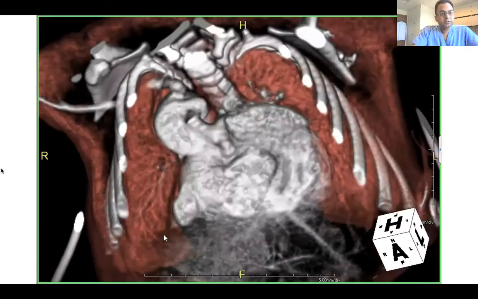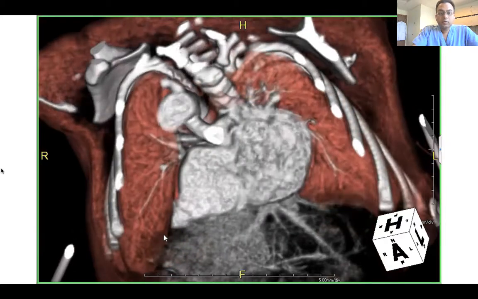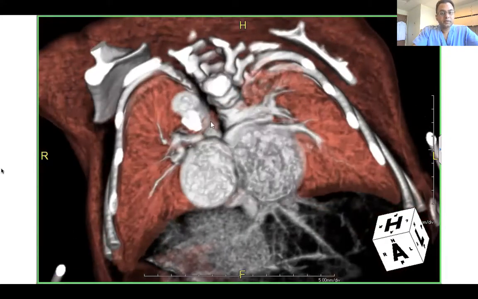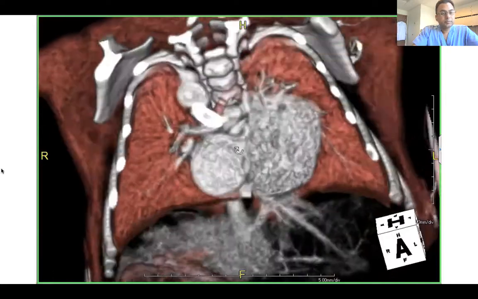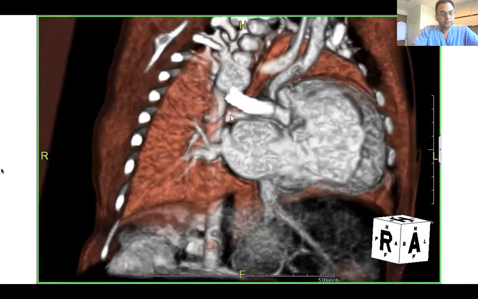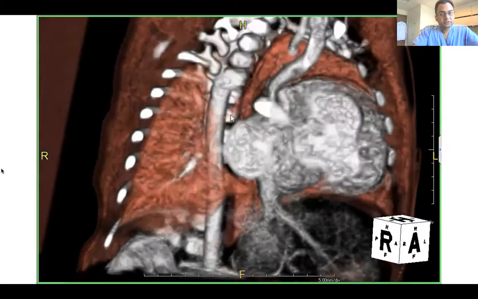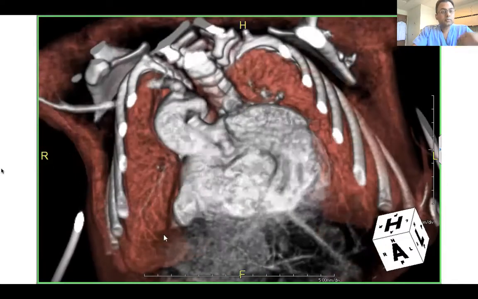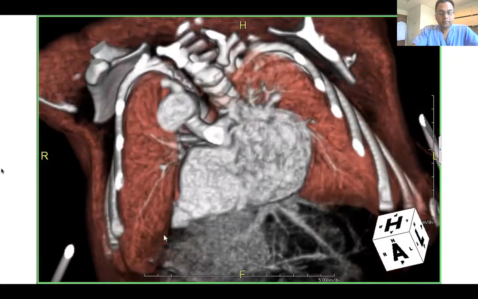So the pre-op imaging was very critical in this case. One, to help assess the access site, which was the right common carotid artery, which made the procedure relatively simple and very fast. It took about half an hour for this procedure from sheath in to sheath out time, which was all possible because of the preoperative planning.